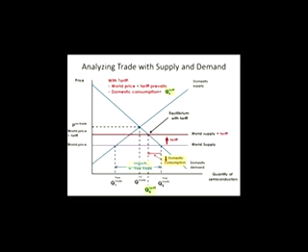Okay. What about domestic production? Well, with the higher price, domestic suppliers are now willing to supply more. Here's the world price. With a higher world price, domestic suppliers are willing to supply more up until this point.